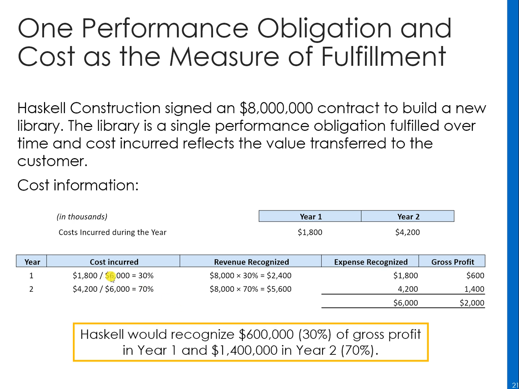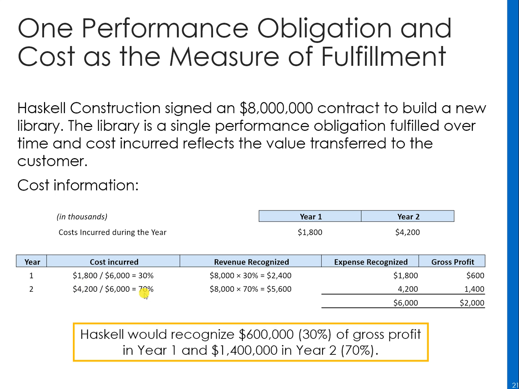For example, we estimate the total cost is $6 million, and in the first year, the construction company incurred $1.8 million. In other words, the company has incurred 30% of the total cost. You can say the value transferred to the customer will be 30%. In this case, we can recognize 30% of the revenues, or $2.4 million, in year one. Revenue less cost equals gross profit, $600,000 recognized in year one.